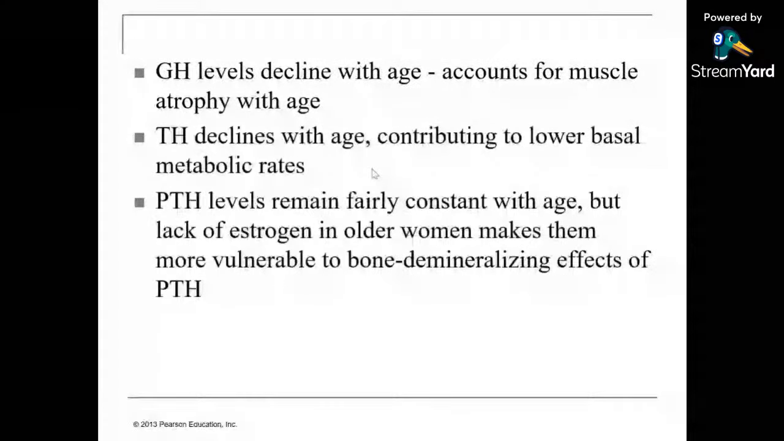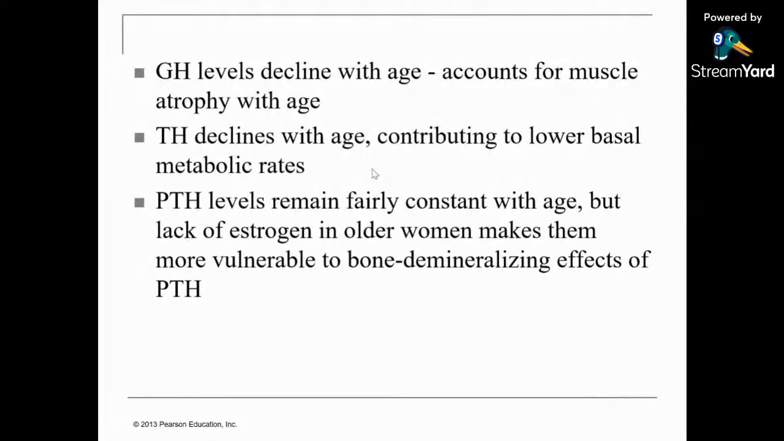Parathyroid hormone levels remain fairly constant with age, but lack of estrogen in older women makes them more vulnerable to the bone demineralizing effects of parathyroid hormone.